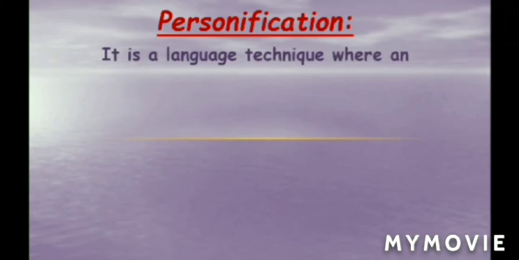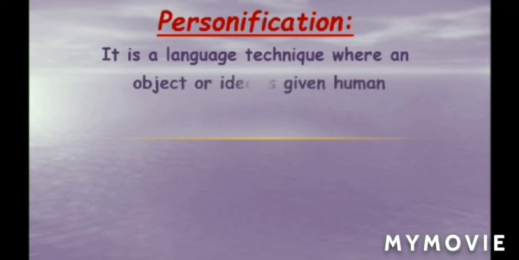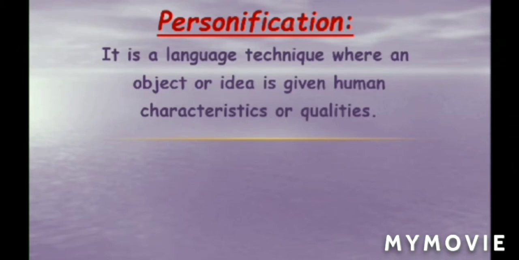Personification. It is a figurative language technique where an object or idea is given human characteristics or qualities. If human attributes like walking, talking, whispering, etc. are given to trees, flowers, walls, etc., then we personify them. Again, some examples from the poem Daffodils.